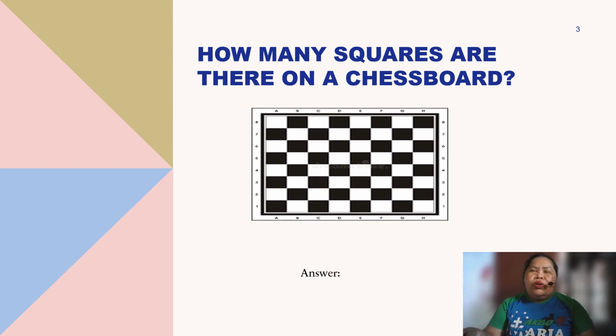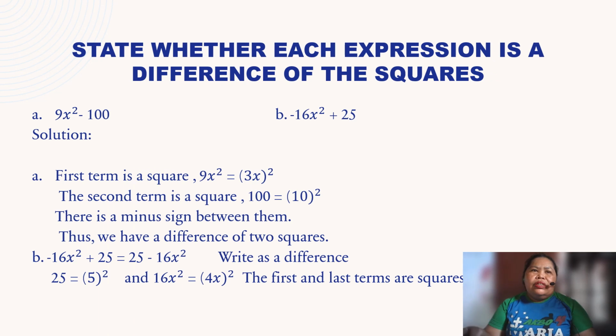But if you're going to count it exactly, 1, 2, 3, 4, 5, 6, 7, 8, and 8 times 8 is 64. Okay, so 4 times 1, 2, 3, 4. 4 times 4 is 16. So 16 plus 16 is 32. But if you're going to do it like this, the answer is really 64.